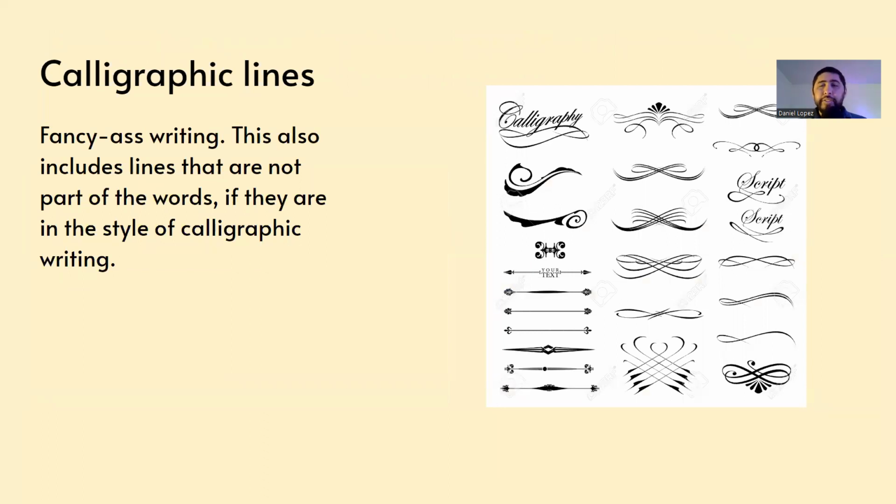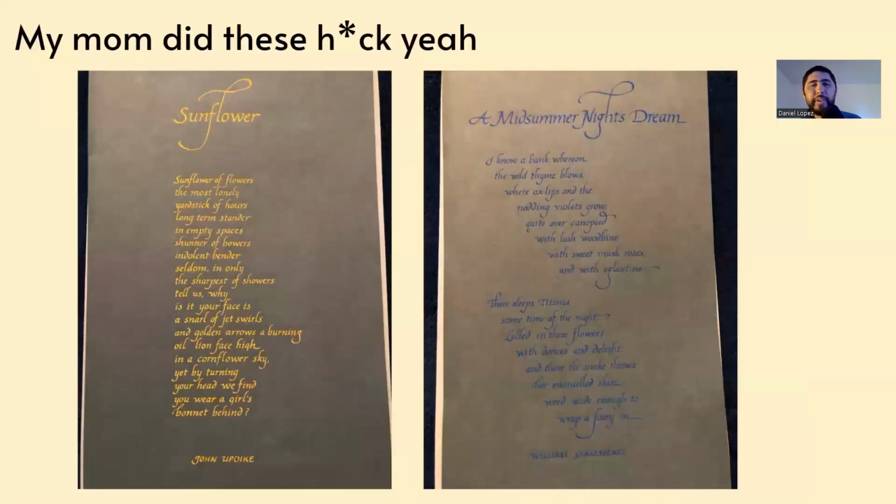Calligraphic lines. This is just writing done very fancy, basically. If you aren't familiar with calligraphy, these lines are flourishes, stylish flair added to writing in a calligraphic style. Here are some poems my mom personally did herself. She almost got a certificate in calligraphy, but long story short, she couldn't, even though she was close to it. But she did really great stuff. So, pretty cool.